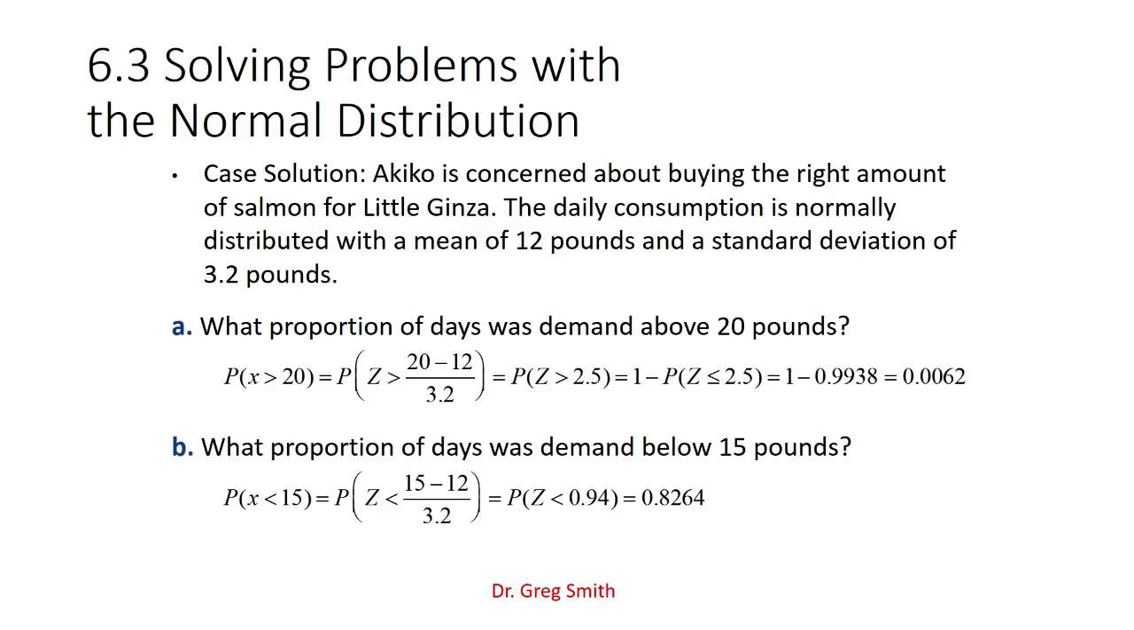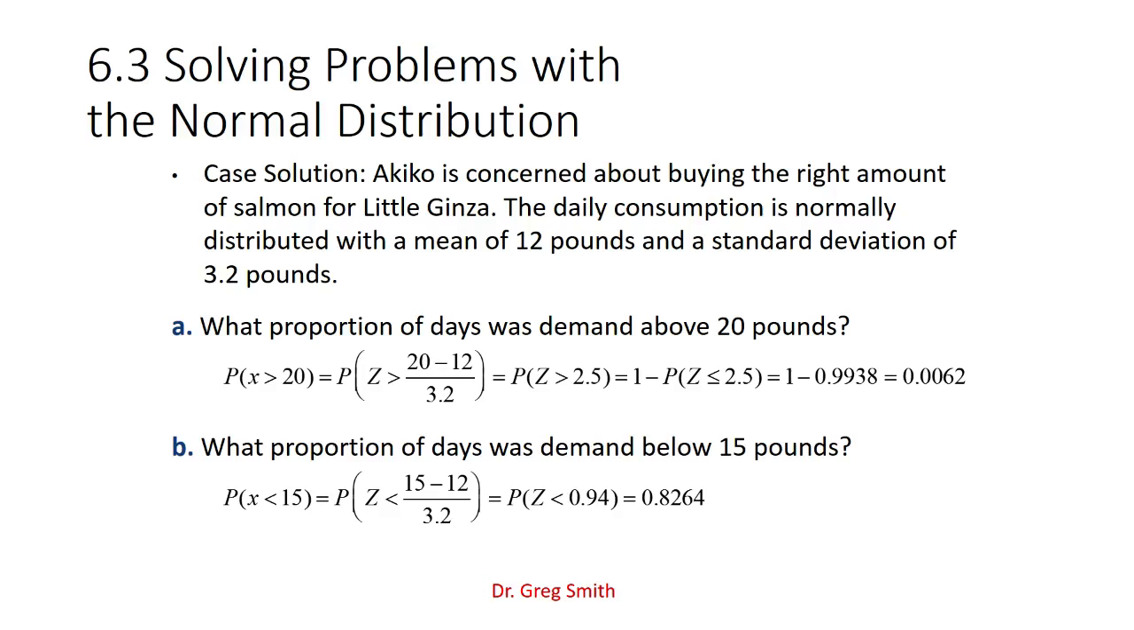Now, that's pretty straightforward. The question becomes then, what proportion of days was demand below 15 pounds? So z less than a particular value. That helps me with Excel because I'm not having to do the complementary rule. So 15 minus 12, divided by the standard deviation. So I get a z of 0.94. That's still above 0, so you're to the right of the line. 15 is greater than 12.